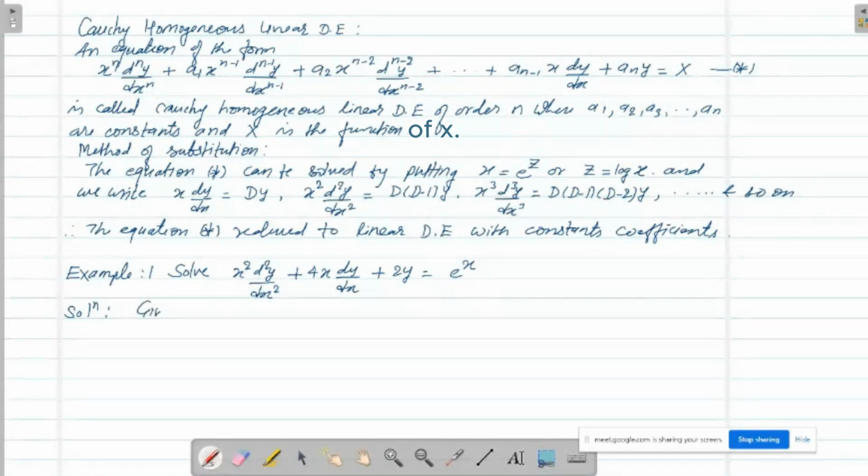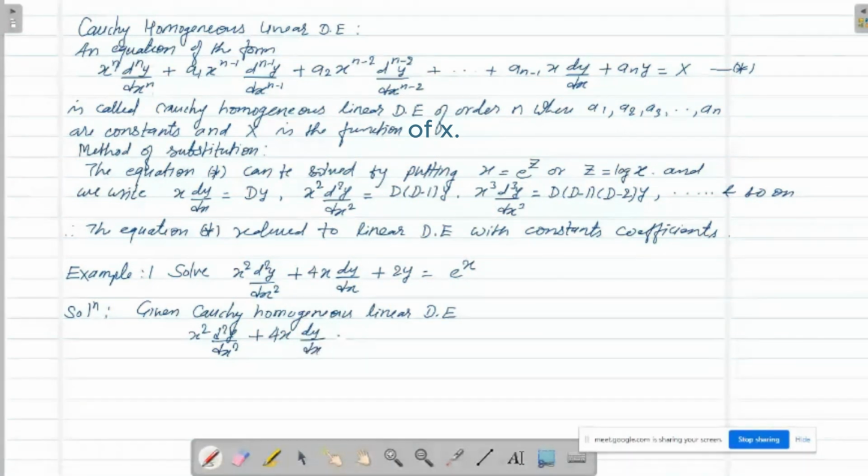So write down the given Cauchy homogeneous linear differential equation. That is x square d square y by dx square plus 4x dy by dx plus 2y, and this is equal to e raised to x.